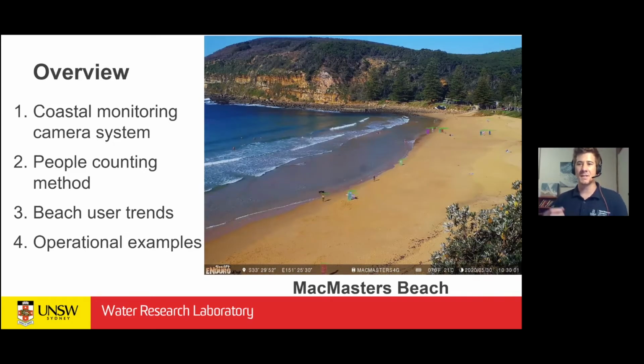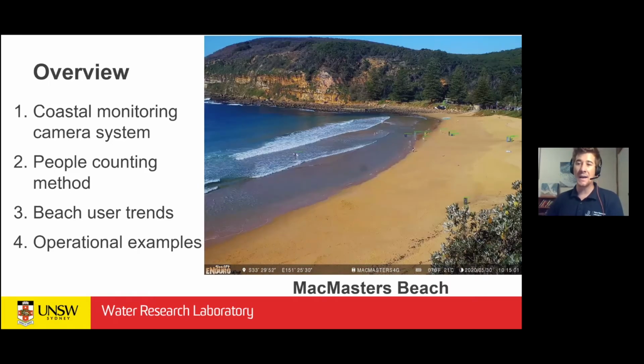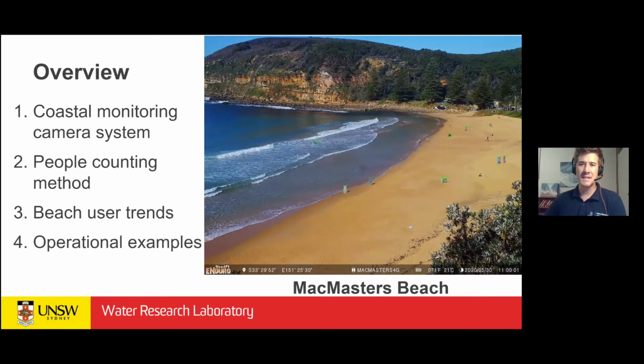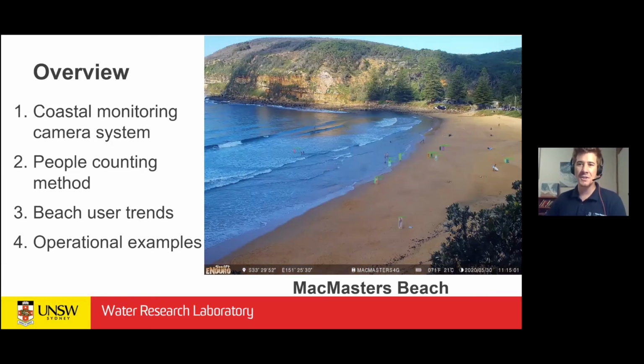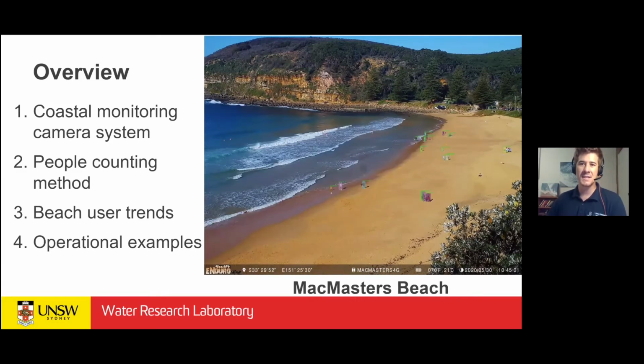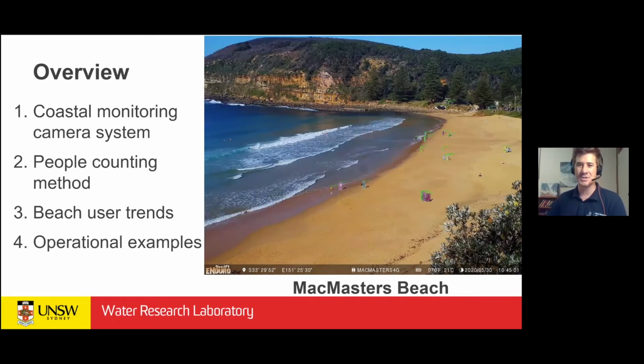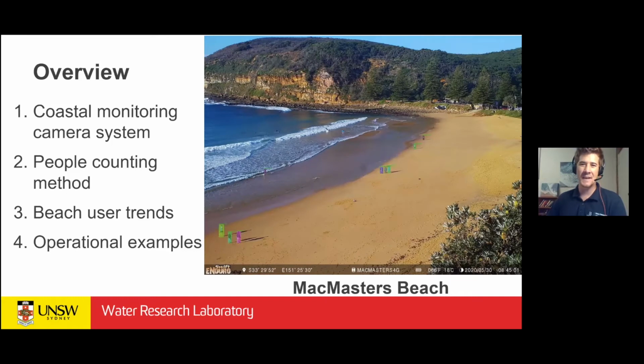It's really important to deliver this information in a way that is useful to the people who need to use it. There's an example of McMasters Beach on the New South Wales Central Coast, just north of Sydney. It's the place I grew up, so I've had a bit of a pet project pioneering our system at that location.